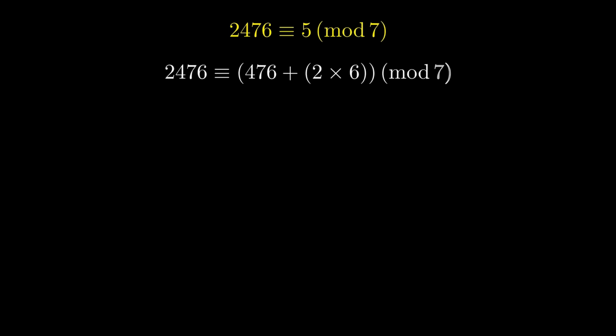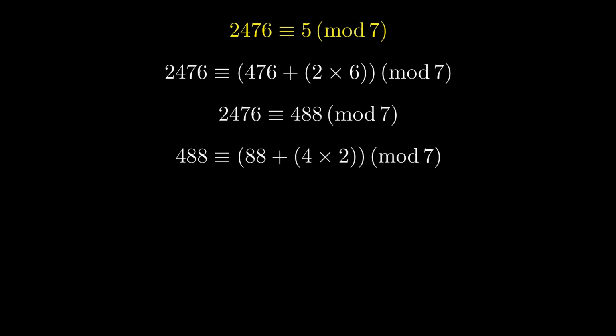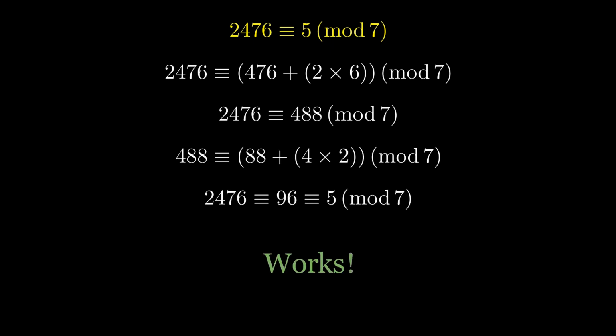Heading to 4 digits now, let us take 2476. We note that 2476 is congruent to 5 mod 7. For the 4th digit of the number, instead of 2, we have 6 as the scaling factor. Therefore, 2476 is congruent to (476 plus 2 times 6) mod 7. Hence, we get that 2476 is congruent to 488 mod 7. Applying this again for the 3-digit number 488, we get 488 is congruent to (88 plus 4 times 2) mod 7. Hence, 2476 is congruent to 96, which is congruent to 5 mod 7, which checks out.